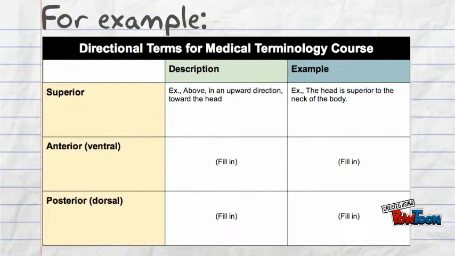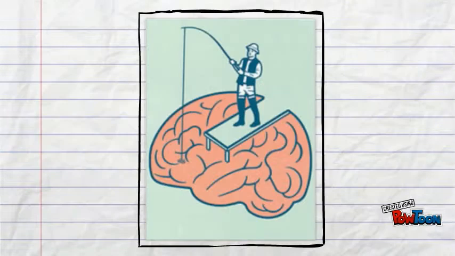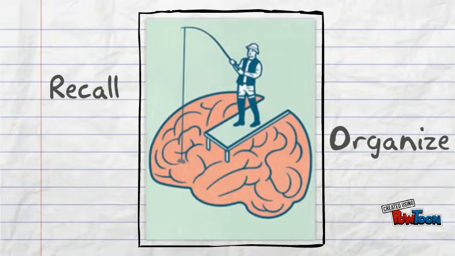For example, this memory matrix assesses students' understanding of medical terminology related to directions. On the left, some directional terms are provided. At the column headings, the instructor asks the students to describe the term and also provide an example. As you can see, the memory matrix requires learners to recall important course content and also organize that information based on its relationship with the headings.